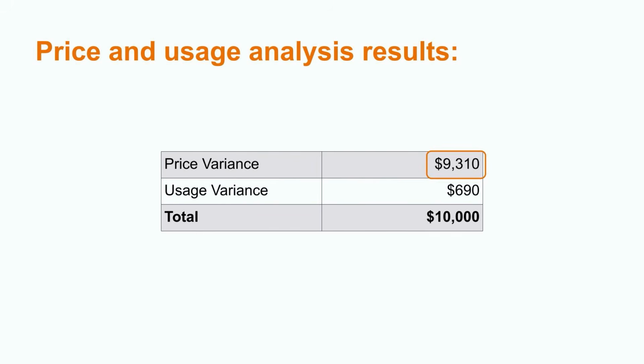As we can see here, the total $10,000 unfavorable materials variance has been broken down across price and usage variances, with over 90% of the variance originating from the price. Calculating these variances would help the company determine where the issue originated.